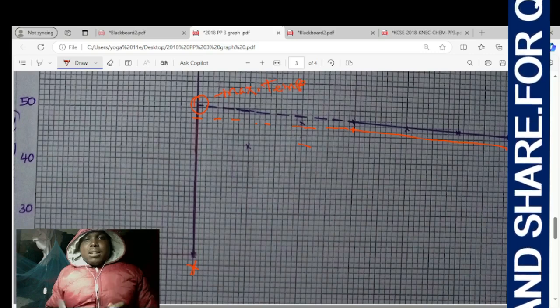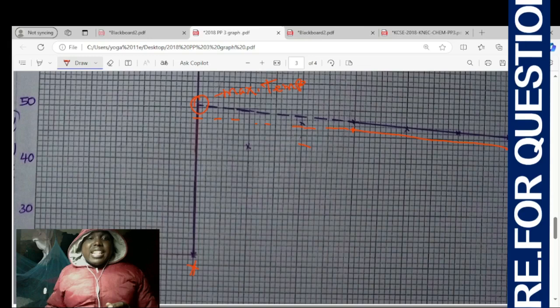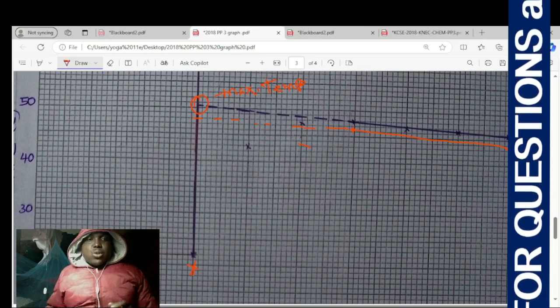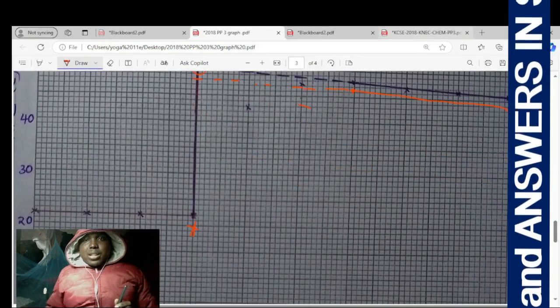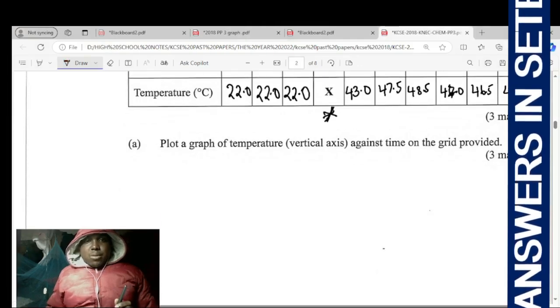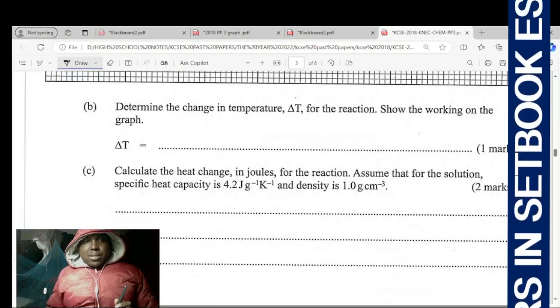Remember that. So in energy changes, we don't have a curve. There's no way you're going to draw curves here. Remember that. So after that, now we are going to use this graph to answer the questions. I have drawn the graph for you. So let us use it to answer this question that is following.